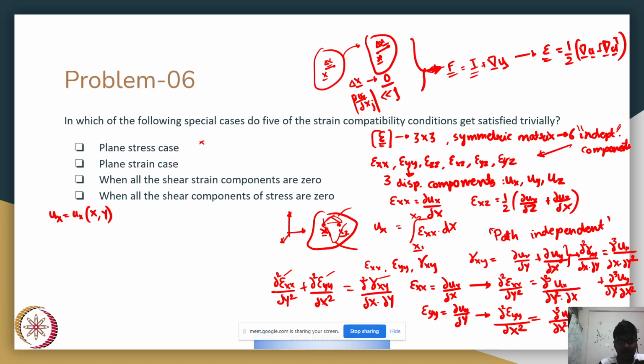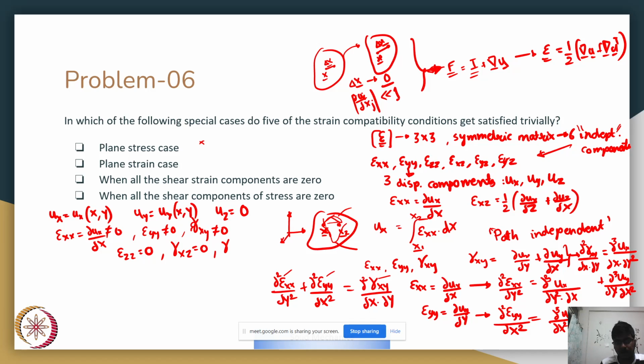The second option is the plane strain case. So ux is equal to ux of x, y. Uy is also a function of only x and y, and the z displacement is 0. In this case, you get epsilon xx equal to dou ux by dou x, which is non-zero. Similarly, epsilon yy is non-zero. Gamma xy is non-zero. Epsilon zz is 0. Gamma xz is 0, and gamma yz is also 0. Right? So this is your plane strain condition.